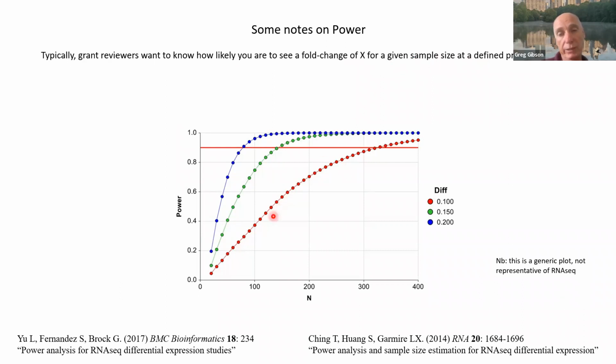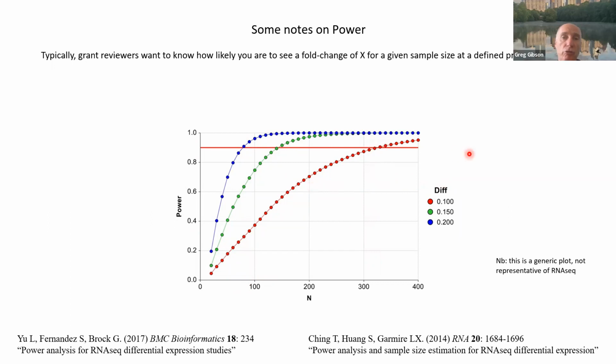Okay, so the red curve might be a small fold change of 0.1, the green curve, a slightly larger fold change of 0.15, and the blue curve, an even larger fold change of 0.2. So the larger the fold change, the more power you ought to have. So what you're doing here is saying, I've got, say, 90% power, so 90% likelihood of seeing this twofold change with a sample size of 80. Whereas if I want to see the 0.1 fold difference, then I'd actually need a sample size of 300.